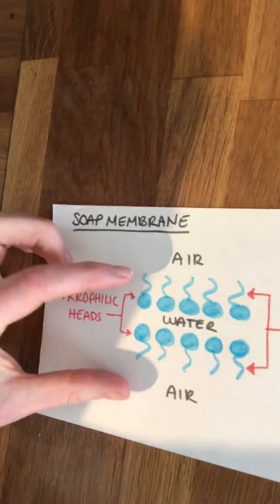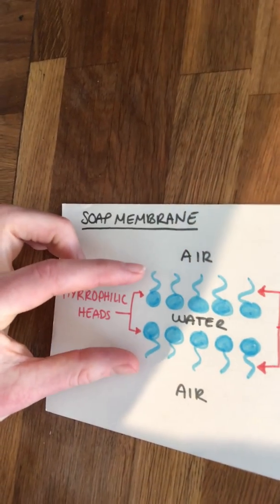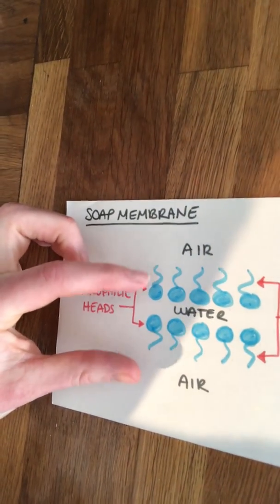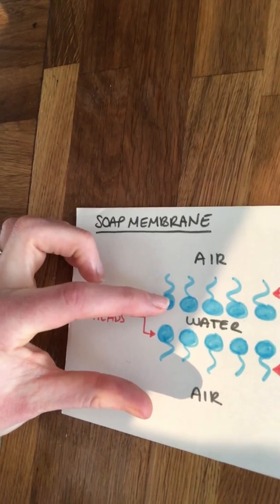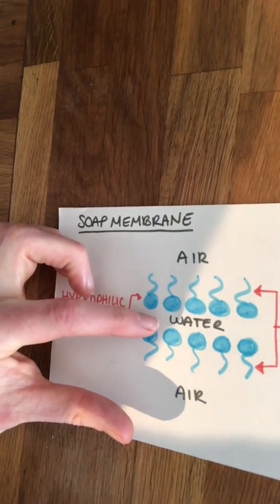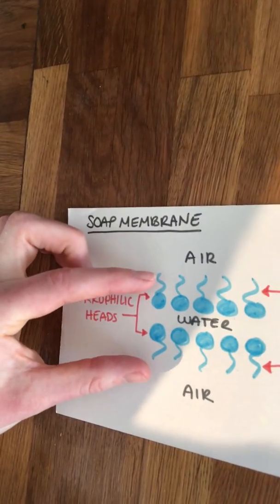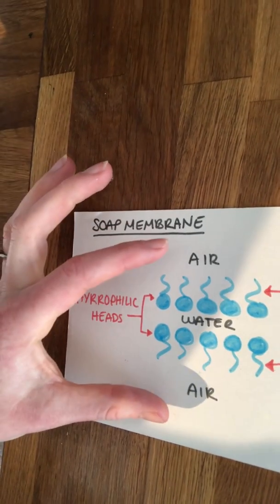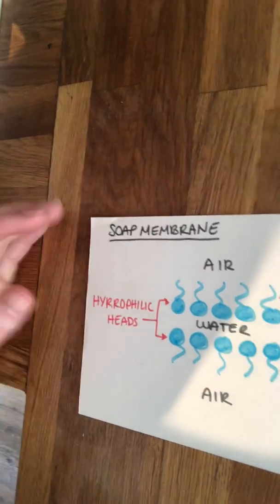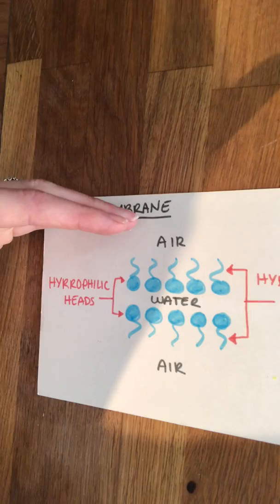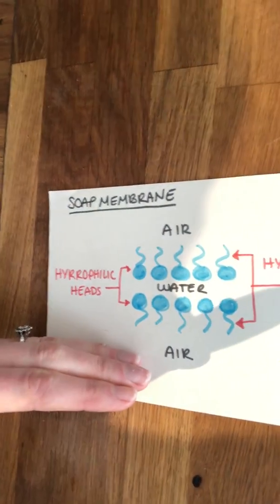So what we've created here is a little layer or a bilayer of these soap molecules, where the hydrophilic part that likes the water is close to the center on either side, and the hydrophobic part is on the outside. And here we have the air and the air. So what we're imagining here is that this is one side of the soap film and this is the other.